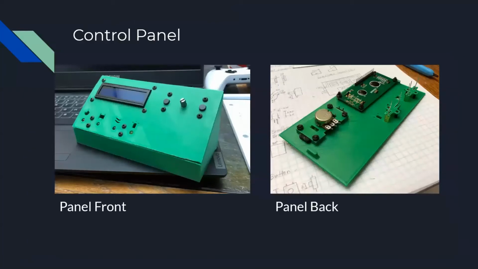So the control panel houses most of the electrical components, including the Adafruit Feather and a lot of the circuitry that goes into the logic controlling this system. The control panel has the LCD display at the top left and two buttons on the top right, along with a potentiometer that functions as a temperature input knob.